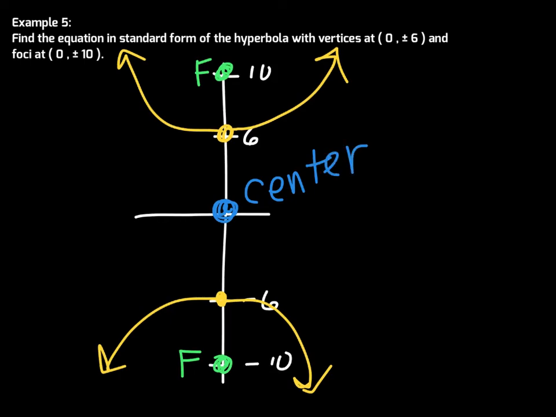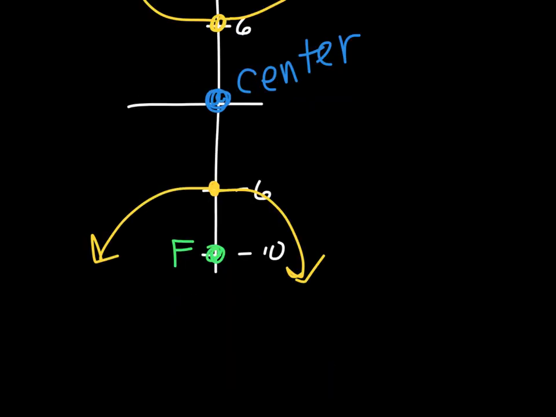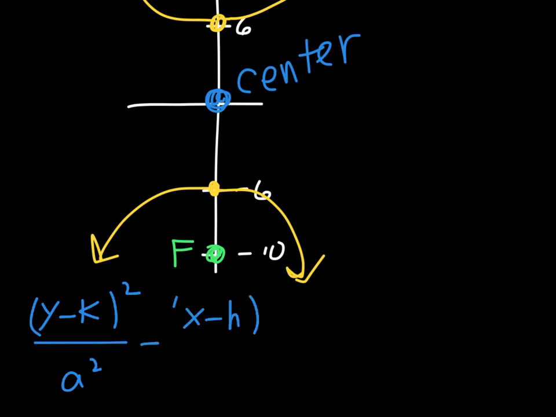Cool. So let me move this down a little bit, okay? Because this hyperbola is going to open up and down, we know the y term has to come first, right? So it's going to have to be of this form. Like this. In order to finish this off, we need to know what the center is. We do. It's 0, 0. And don't forget that a represents the distance from the center to your vertices.